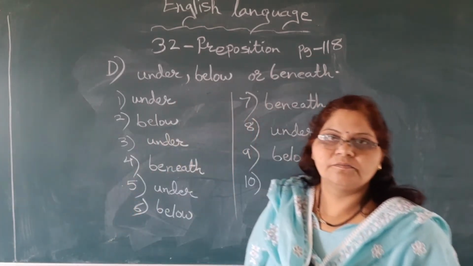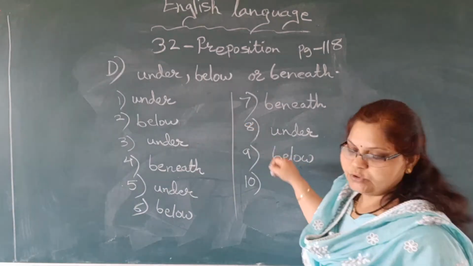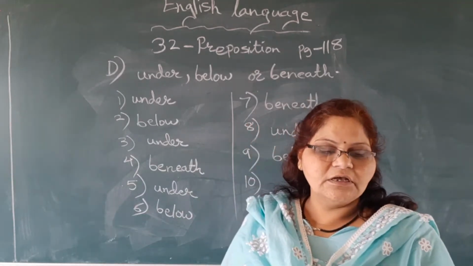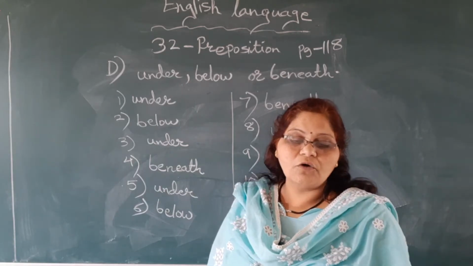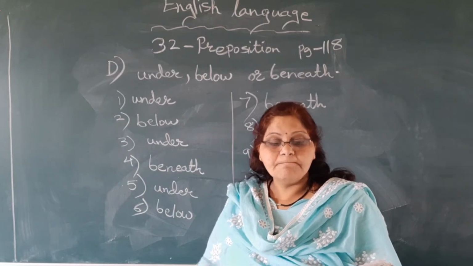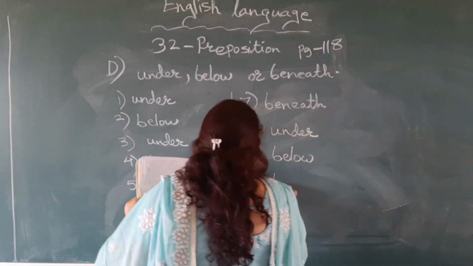Number 10. We have completed 9 sentences, 1 to 9. This is the 10th one. The 3 brothers buried the treasure dash the north tower. So where the 3 brothers buried the treasure? Yes, beneath. Very deep down. That is beneath.